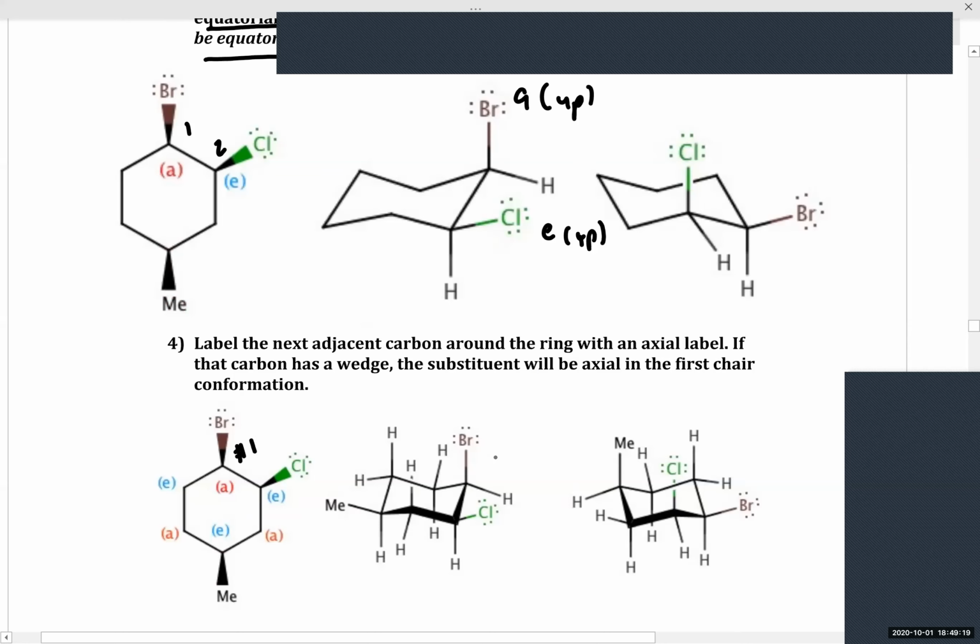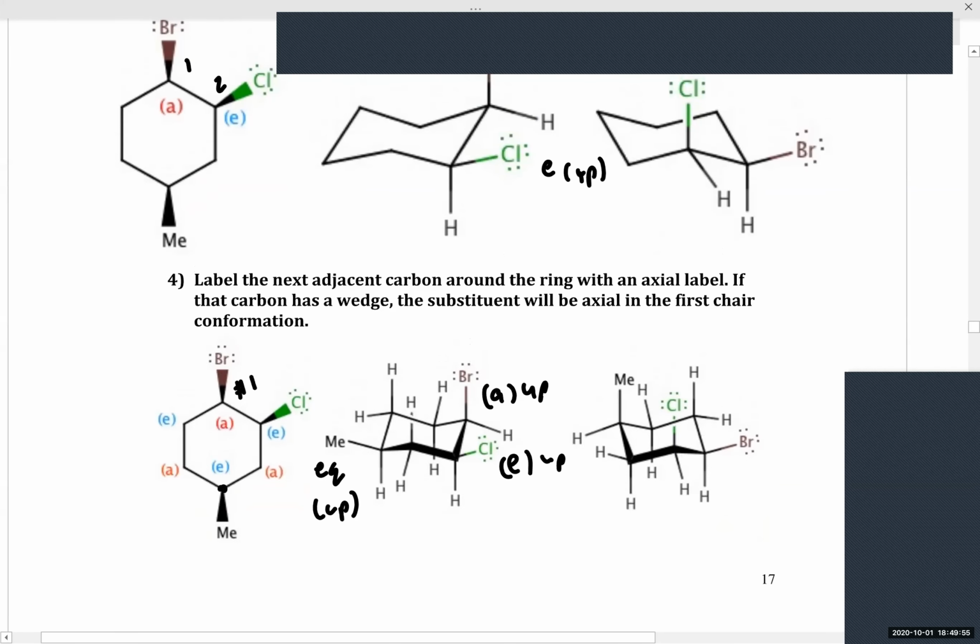So at carbon 1, we have an axial substituent if it has a wedge. Carbon 2, since it also has a wedge, will be an equatorial substituent. Carbon 4, since it also has a wedge, will be equatorial pointing up. If we look at this chair conformation, do we see how all of our substituents with a wedge are pointing up? Does everyone see that? Okay, so that's one way of checking your work.